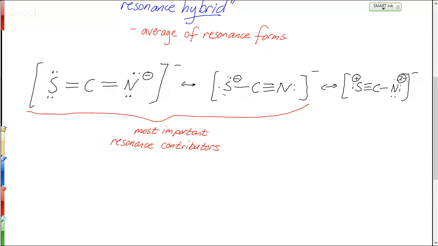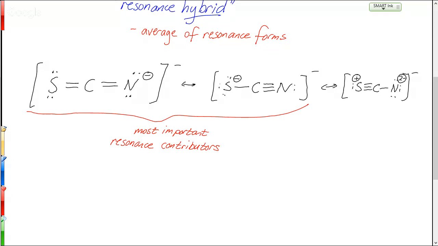Which is just another way of saying that that last one, we know from the really high formal charges, is not going to be as stable. So when we think about the overall hybrid structure of thiocyanate, we're pretty sure that it's not going to look much like a triple bond between sulfur and carbon. It's going to be more like in between a single and a double bond. And we're pretty sure that the carbon-nitrogen bond is going to be between a double and a triple, not like a single. Because that last one on the right, we know is really not a great contributor.